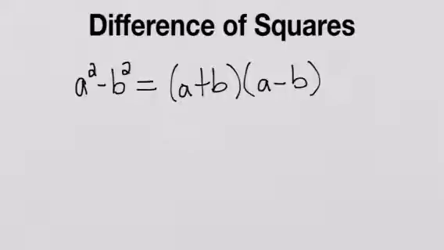And again, if you think about the full FOIL method, what this is saying is the O and the I parts cancel each other out, and the only thing you're left with is the first times first and the last times last. All right, so let's look at an example.